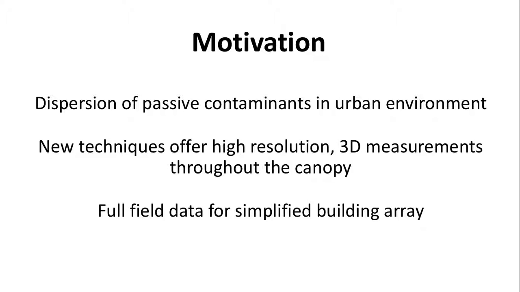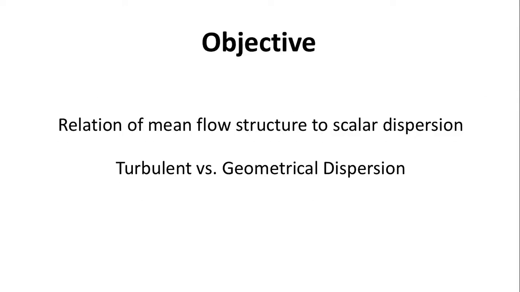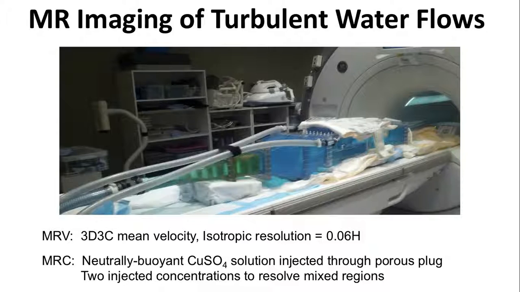This gave us full field data for the simplified building array. The objective of this research is to find out how the mean flow structure is related to the scalar dispersion of the contaminant, and to see whether the turbulent or geometrical dispersion is dominant within the canopy when the contaminant disperses. We use the MR imaging of turbulent water flows for both the velocity and the contaminant.